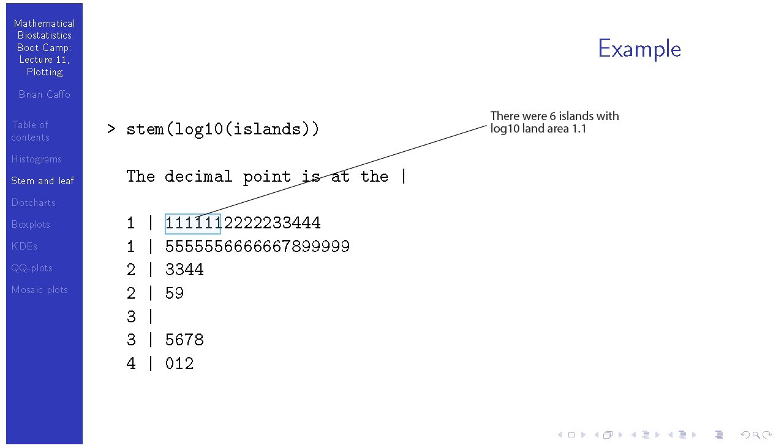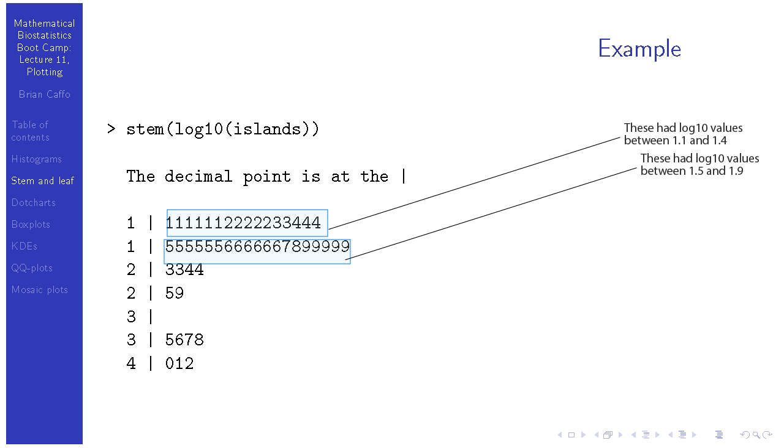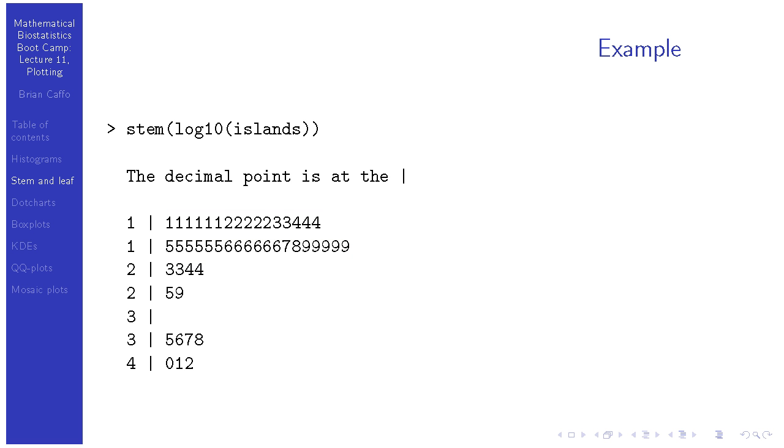There's 1, 2, 3, 4, 5, 6, 1. So there were 6 islands that had log area 1.1. And then because there were so many in those bins, they broke the one bin up into those below 5 and those above 5.